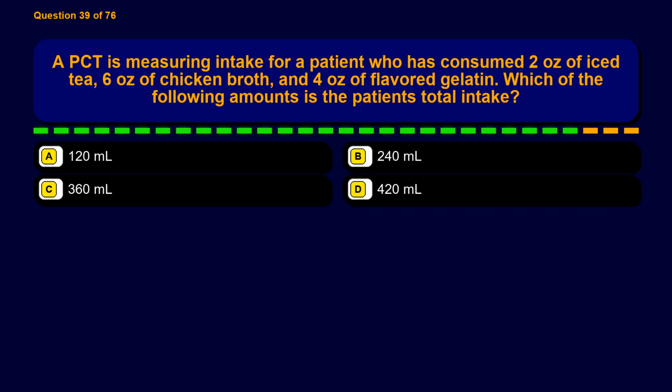A PCT is measuring intake for a patient who has consumed 2 ounces of iced tea, 6 ounces of chicken broth, and 4 ounces of flavored gelatin. Which of the following amounts is the patient's total intake? Option A, 120 ml. Option B, 240 ml. Option C, 360 ml. Option D, 420 ml.